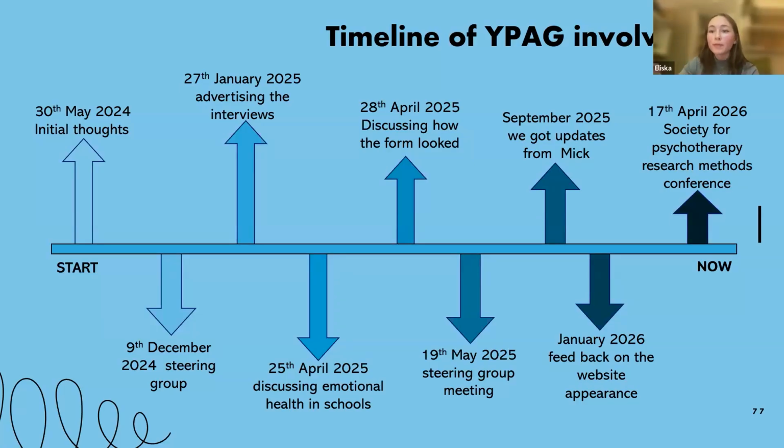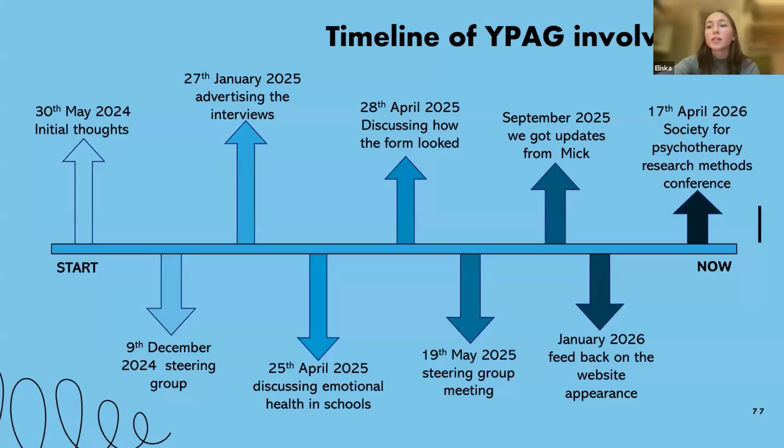And then January this year, we also talked about the website and the appearance of it. And I think there was a point made that the website could use photos rather than drawings, because photos of other people would make younger people feel more connected, and it would be more personal than drawings seen on a website.